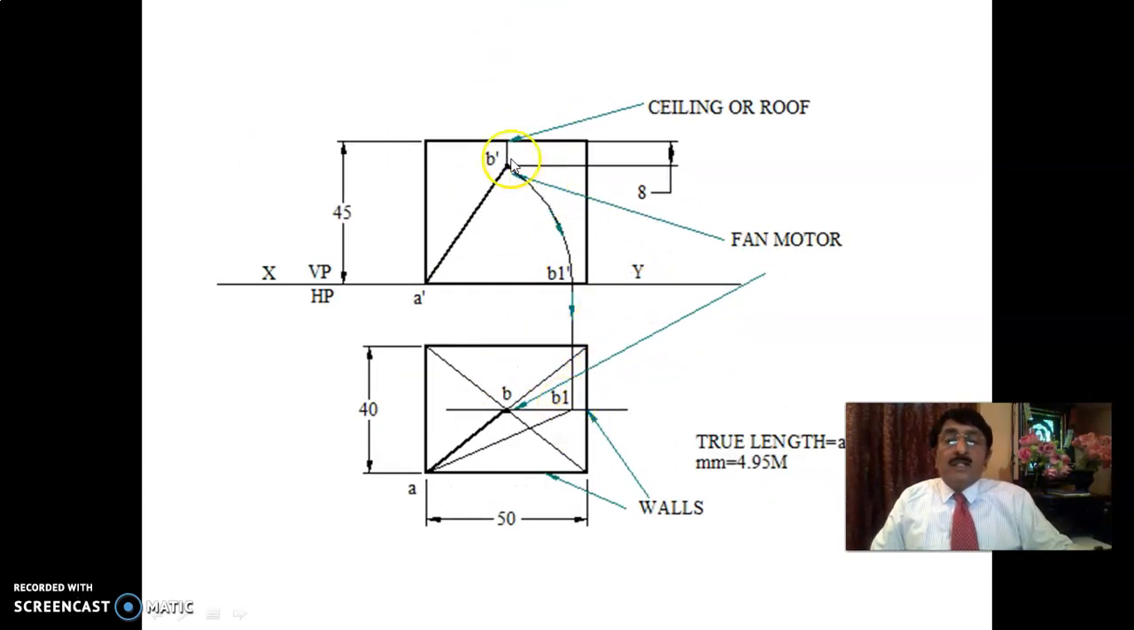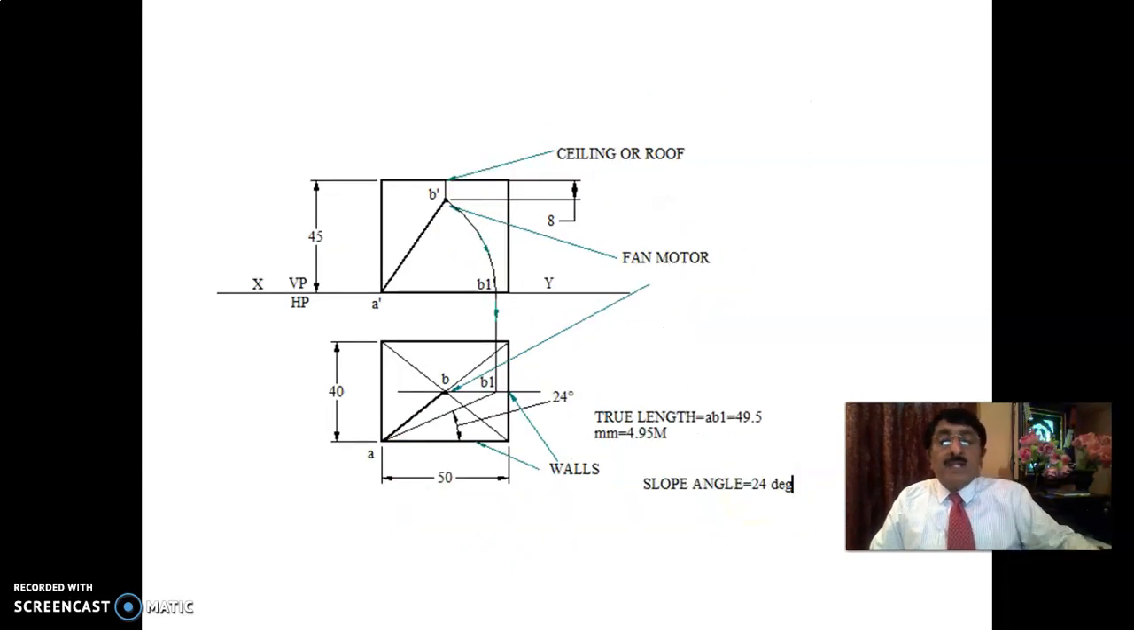I have rotated. Point A is fixed and B is the moving point. I made it parallel to the XY line, and since B is the moving point, I get the locus from B. I hit on the locus of B in the top view. AB1 is the true length. In that way, I get the true length between one of the bottom corners and the fan motor as 4.95 meters. You can actually stop at this. This is the slope angle, and in that way this problem gets over.